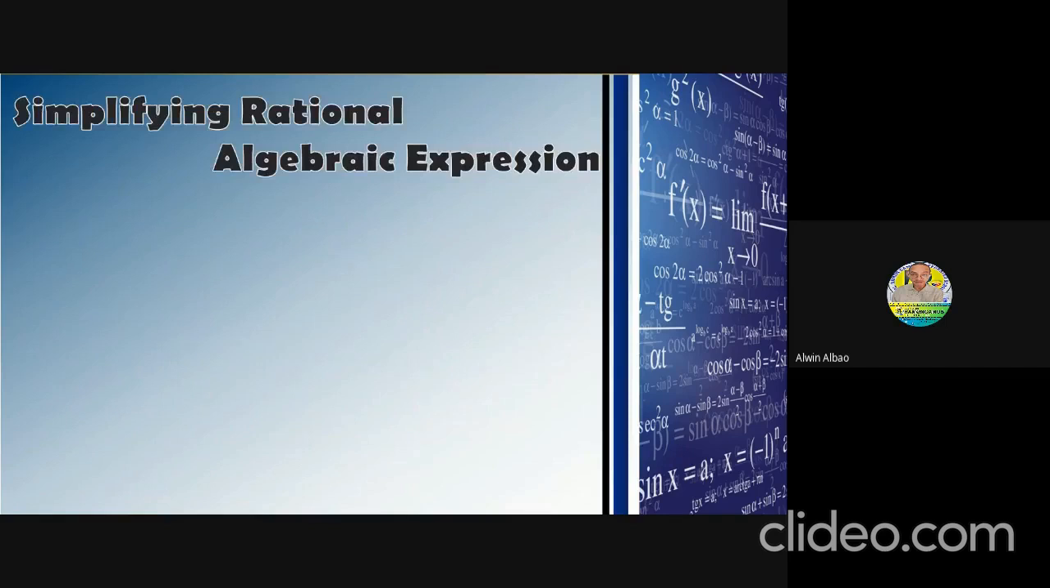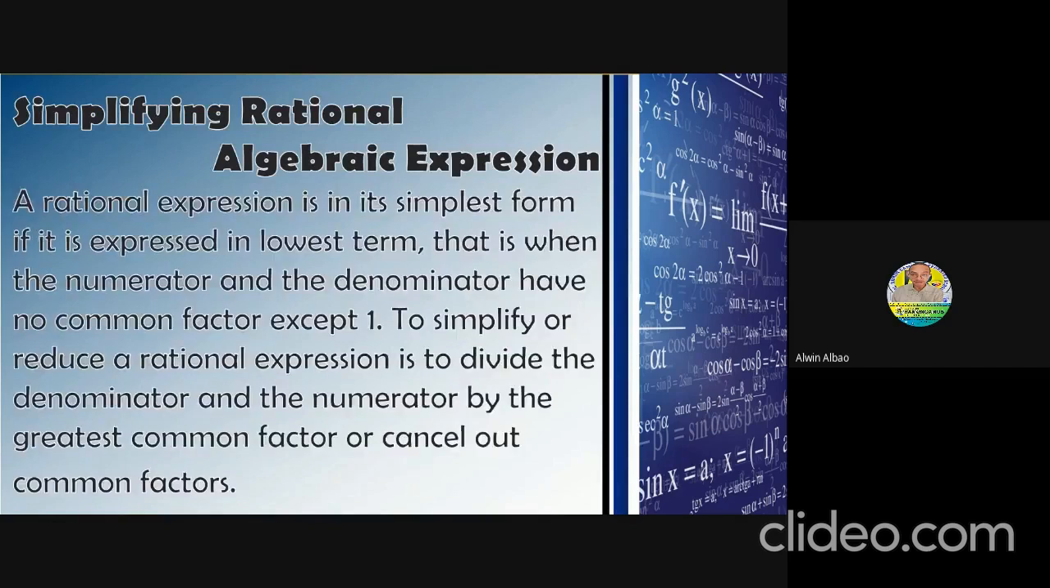Okay, let's now move to simplifying of rational algebraic expression. A rational expression is in its simplest form if it is expressed in lowest terms. That is when the numerator and the denominator have no common factor except 1. To simplify or reduce a rational expression is to divide the denominator and the numerator by the greatest common factor, or you can do canceling of the common factor.